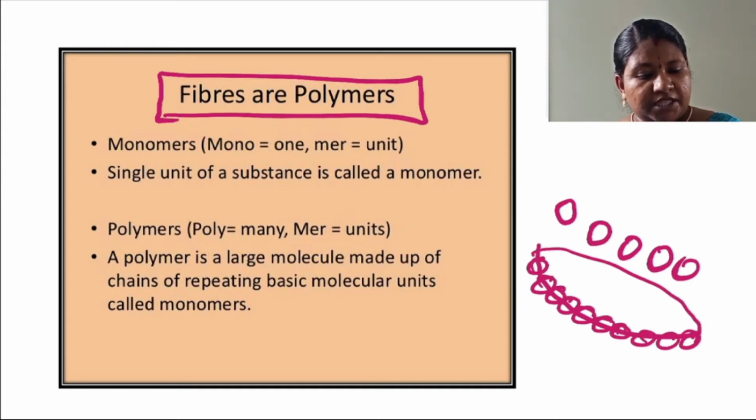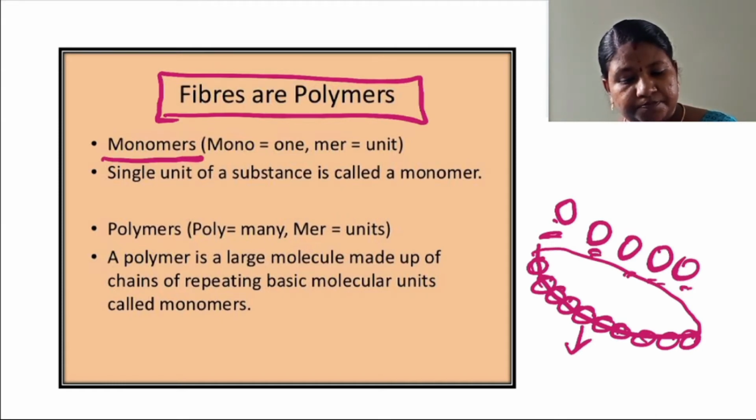Like this, we can imagine it for fibers also. Single beads are joined together in a continuous chain to form an ornament. In the same way, in fibers, we have single units called monomers. When they are joined together to form a chain, it is called a polymer. So what do you mean by monomer? What do you mean by polymer?